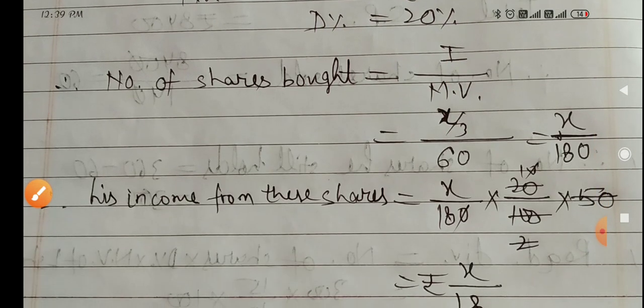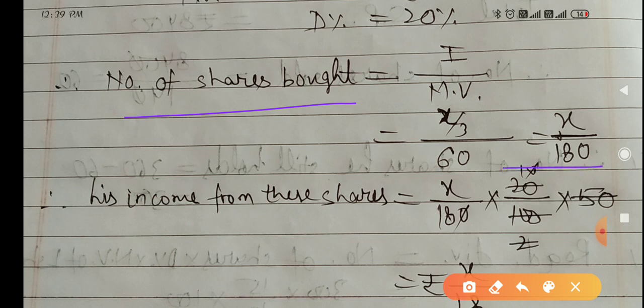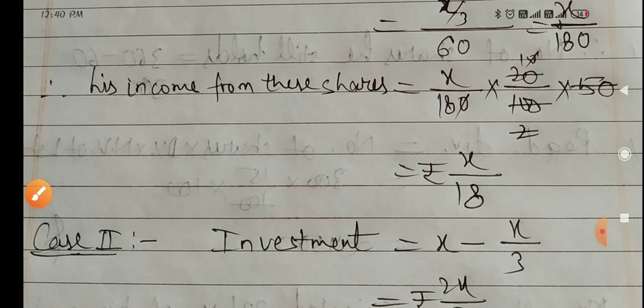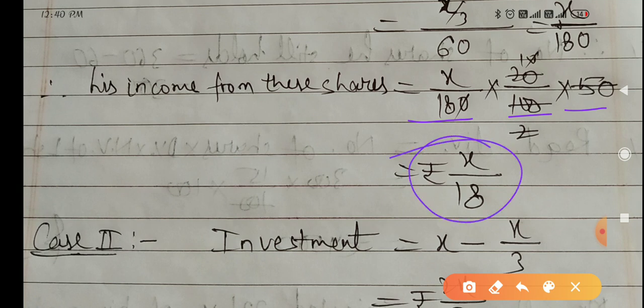Now number of shares bought, how many shares are you purchasing? Investment upon MV. X by 3 is the investment, 60 is MV, so X by 180 is the number of shares. Now on these shares, his income from these shares: number of shares, dividend percent 20% it is given, into NV. So it is coming X upon 18 by simplifying.